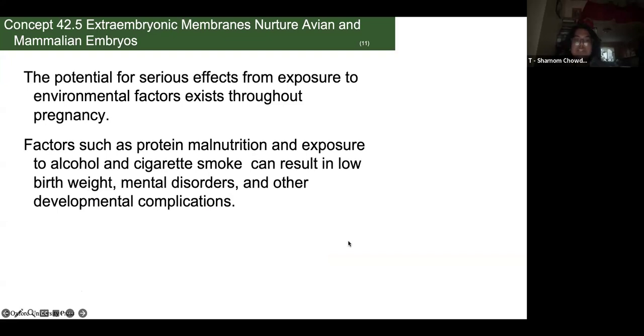And so the potential for serious effects from exposure to environmental factors exists throughout pregnancy. There are lots of factors such as protein malnutrition, alcohol, cigarette smoke that could also all result in low birth weight, mental disorders, other complications, etc. And that all could happen within the first 2 months without the mother even realizing she's pregnant.